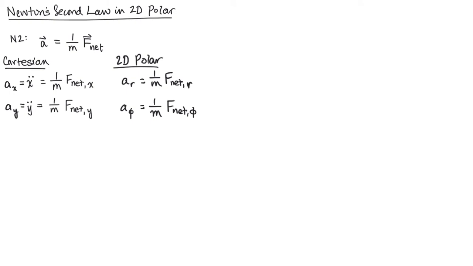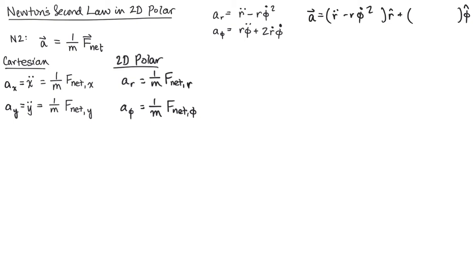Now from our previous videos, we know something about a sub r and a sub phi. We know a sub r is r double dot minus r phi dot squared. And we know that a sub phi is equal to r phi double dot plus 2 r dot phi dot. And you recall that's just breaking out the acceleration vector that we derived in the previous video, which had a radial component and a tangential component.